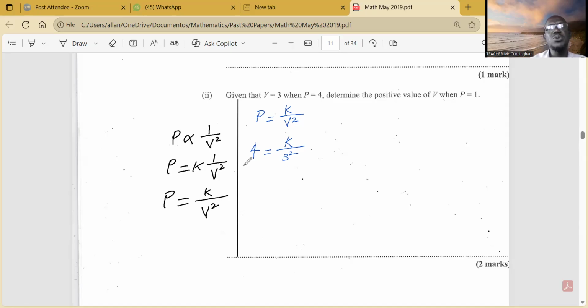Remember, we're substituting: 4 is equal to K over 3 squared. So we have 4 equal to K over 9. And they're asking us to find K. There are 2 ways you could work this. It's all up to you.